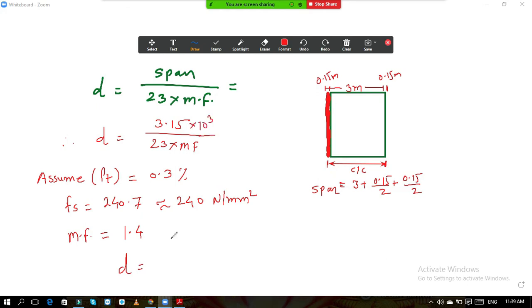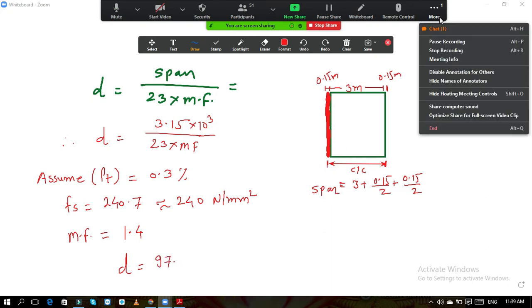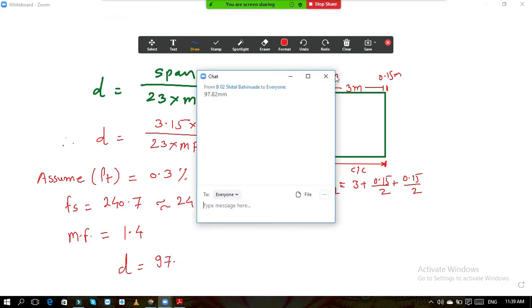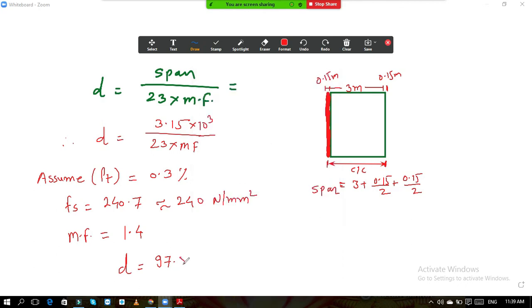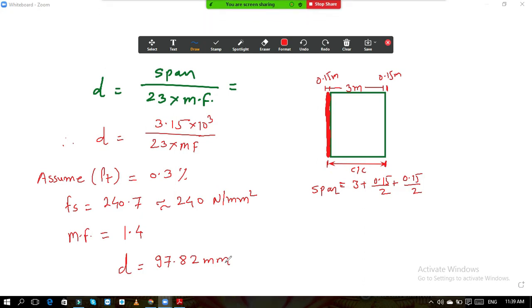It comes out to be 97.82 mm. Okay, it is 97.82 mm. This is our effective depth. Now from this, assume clear cover and bar diameter and then calculate the overall depth.